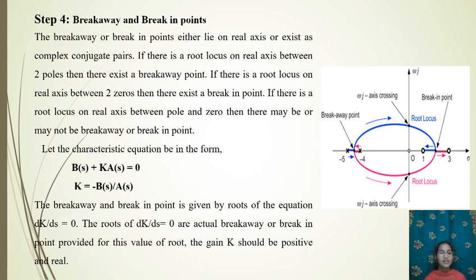Let the characteristic equation be in the form B(s) + K A(s) = 0, so K = -B(s)/A(s). The breakaway and break-in points are given by the roots of the equation dK/ds = 0. The roots of dK/ds = 0 are actual breakaway or break-in points, provided that for this value of root, the gain K is positive and real.